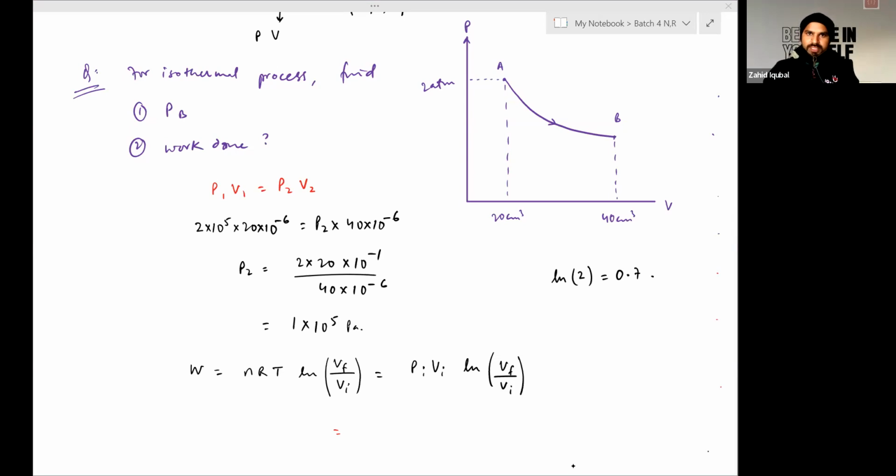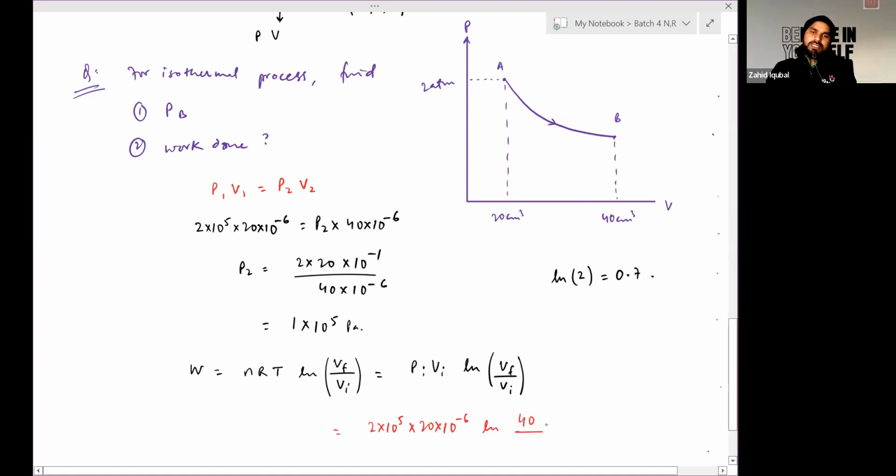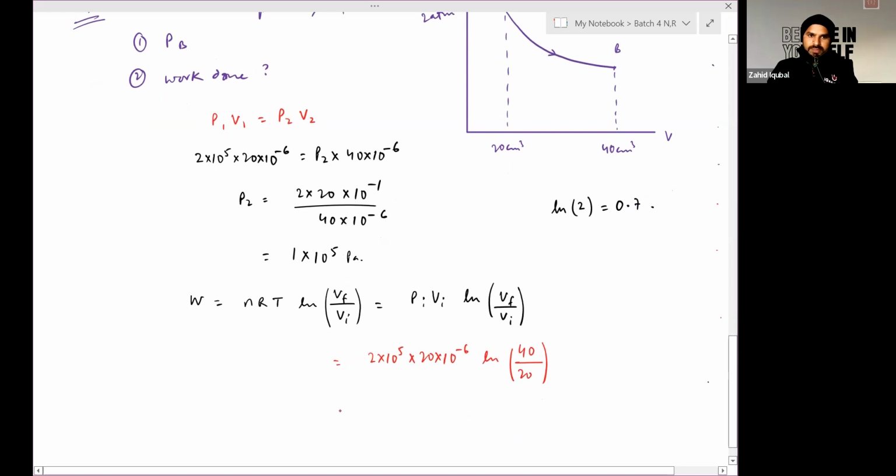So if you put Pi Vi for point A, Pi is 2 atm, that is 2 into 10 to the power 5. Vi is 20 into 10 to the power minus 6. ln V final 40, V initial 20. So it will be 2 into 20, 40, 10 to the power minus 1. So it will be just 4 ln 40 by 20, that is ln 2. The value of ln2 is 0.7, so it will be 4 into 0.7, that is 2.8 joules.